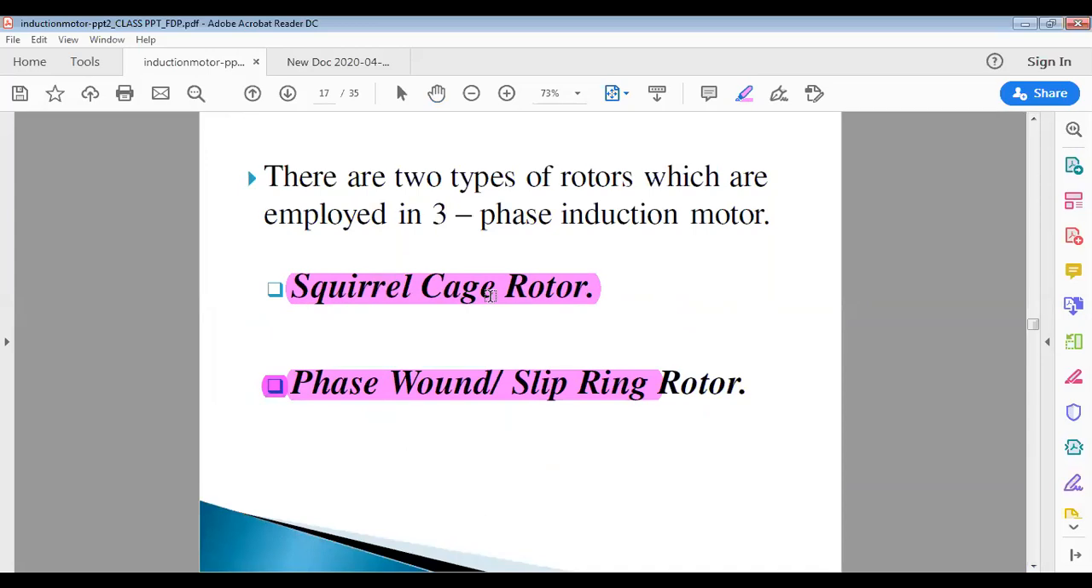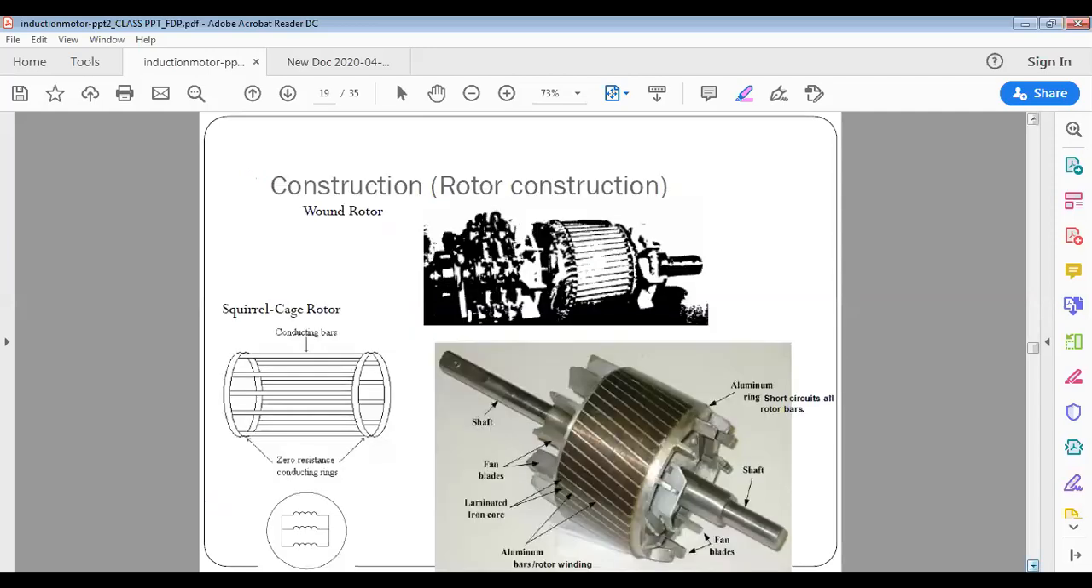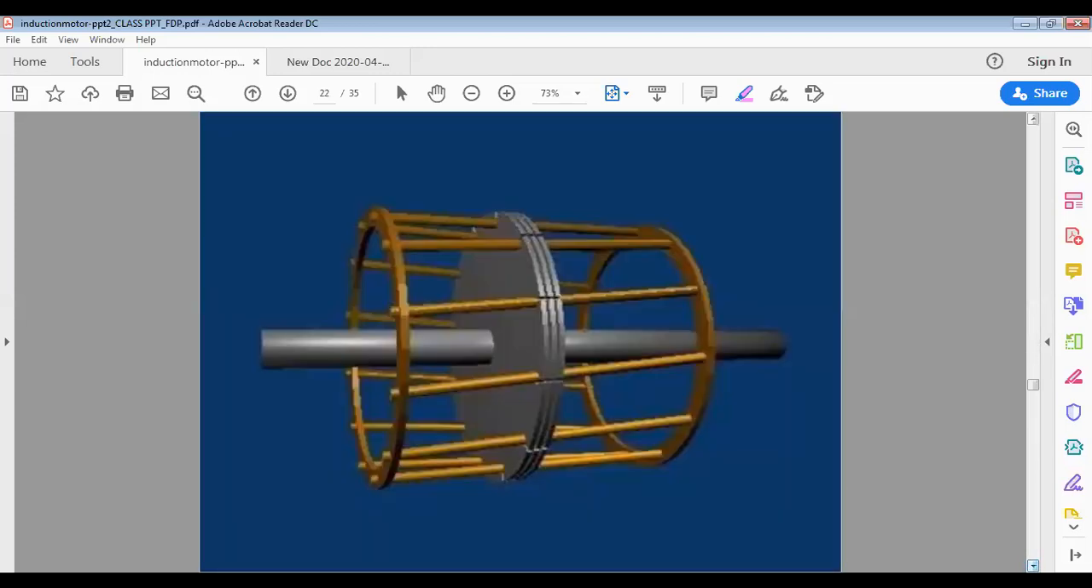Now, if you compare both induction motors, the stator construction is the same. The only difference is in the rotor construction. So what is the difference in the rotors of both machines, that we'll see. First we'll see the squirrel cage rotor. See, it looks like this.